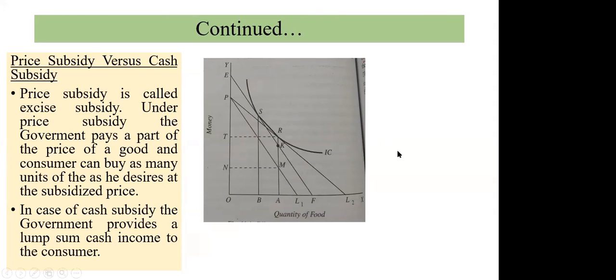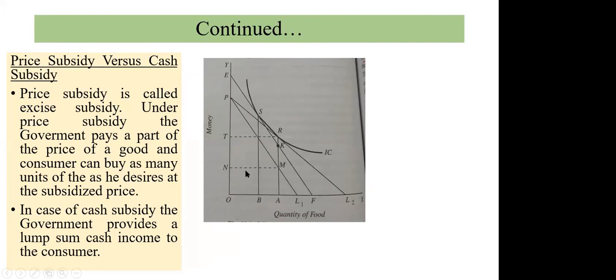Okay. So first, my initial price line was PL1, and then the government subsidized the food. So with the same initial income, I am able to purchase more. So my price line shifts from PL1 to PL2 to the right because I am able to purchase more. Now at this PL2 price, I am at equilibrium at point R. At this point R, I am purchasing OA amount of food, and for this OA amount of food, I am paying PT amount of money from my income.